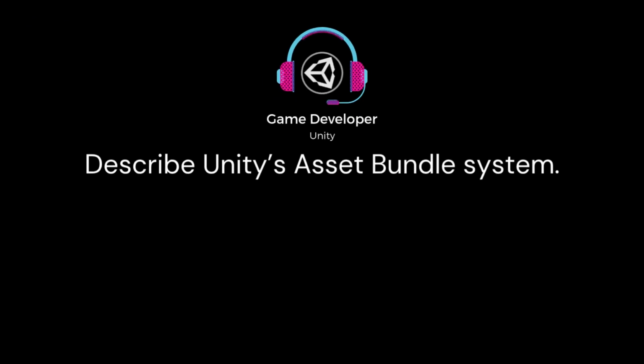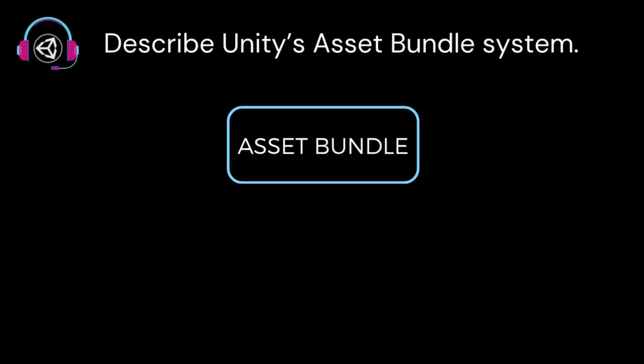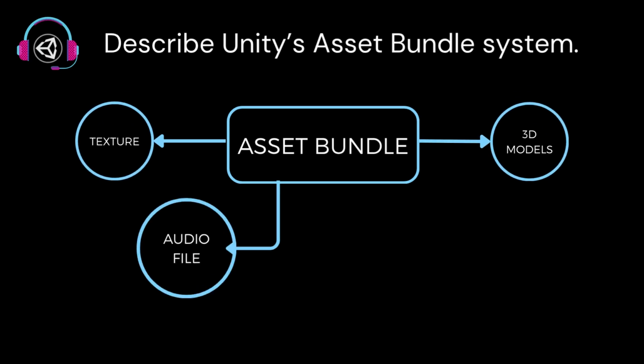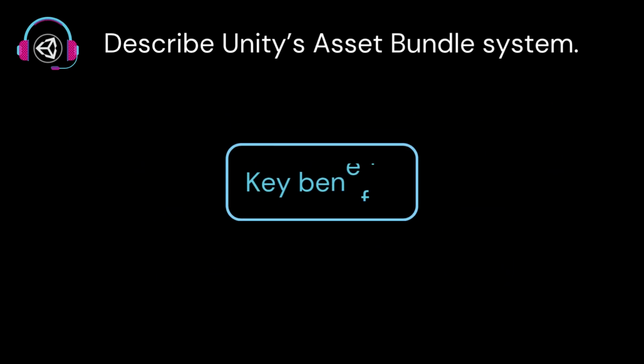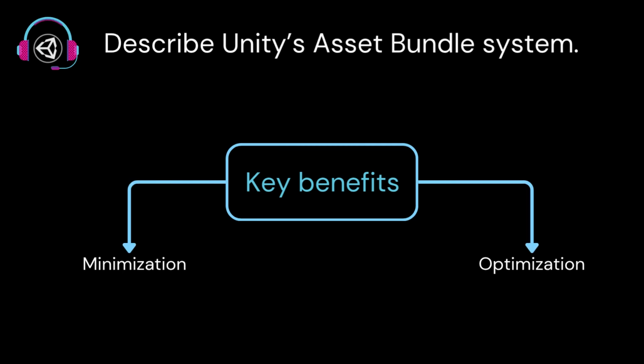Describe Unity's asset bundle system. An asset bundle is essentially a compressed file containing one or more Unity assets. This can be anything from textures and 3D models to audio files and prefabs. By packaging these assets into a bundle, you can load them dynamically during gameplay, instead of bundling everything directly into the game executable. There are a few key benefits of using asset bundles. With the help of asset bundles, you can reduce initial download size. By separating assets into bundles, the core application can be smaller, leading to a faster download and installation for users.